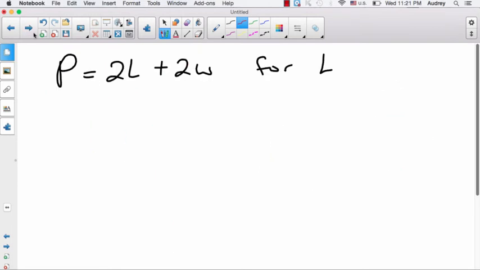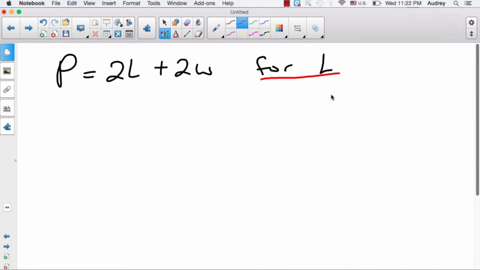Now let's try another one. Oh, gorgeous. What is this? Yes, it is a perimeter formula, a perimeter formula for a rectangle. We have P equals 2 times length plus 2 times the width. And they tell us in the directions to solve for L. This one's going to take a little finagling, but we can do it.